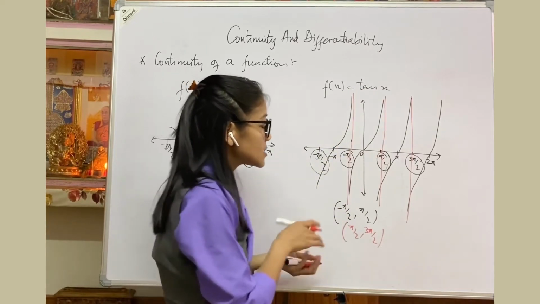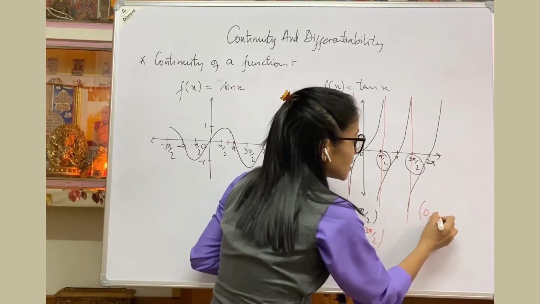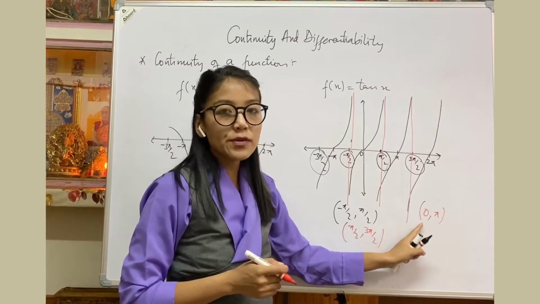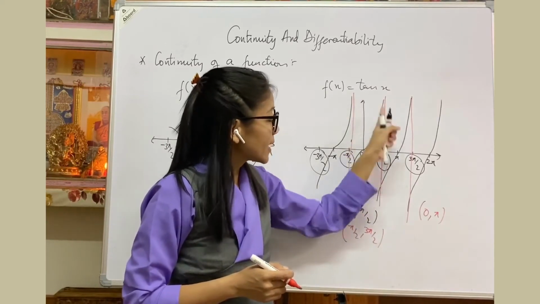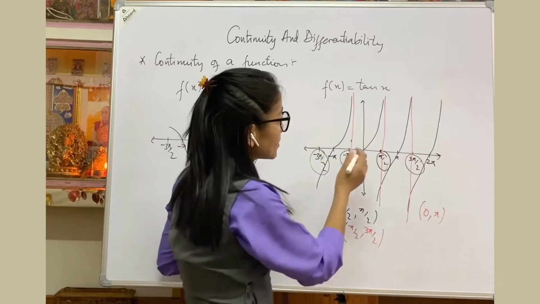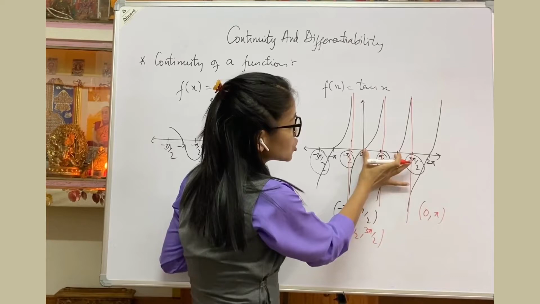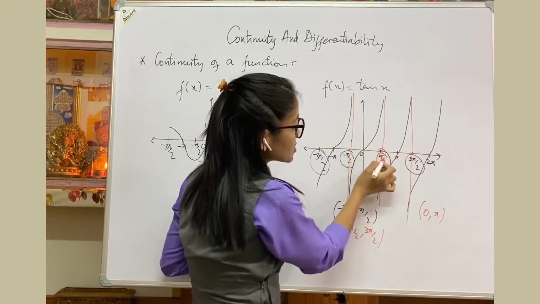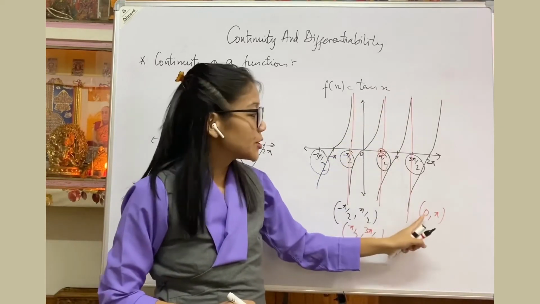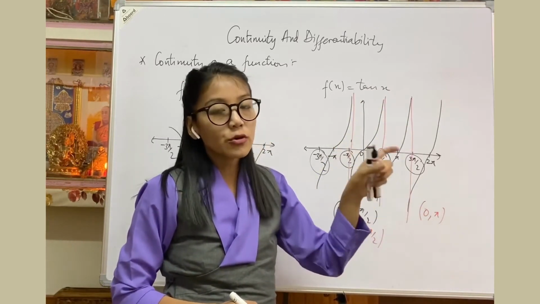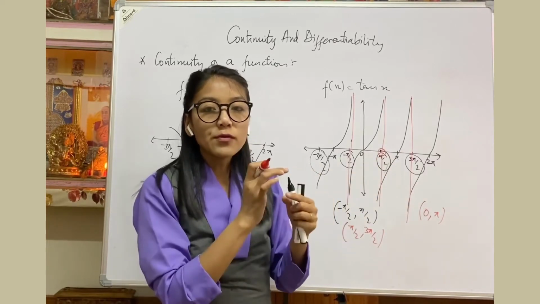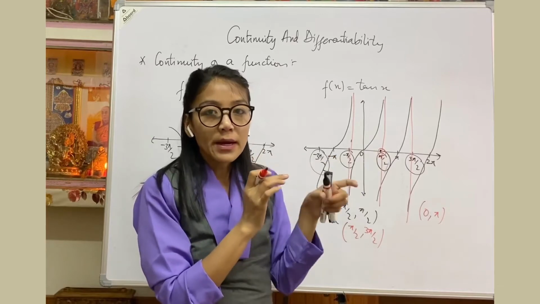Whereas if I give you this interval 0 to pi, check the continuity of the function tan x within the interval 0 to pi. Graphically you can see 0 to pi means this interval. Within this interval the function is broken at this point. So you will say that the function tan x is discontinuous in this interval, and you have to specify that point, at x equals pi by 2, which means the graph of the function is broken at pi by 2. Is that clear?